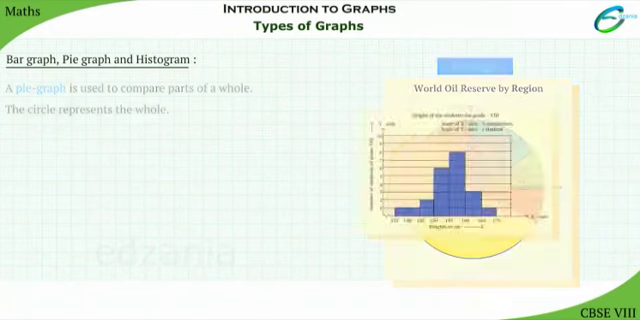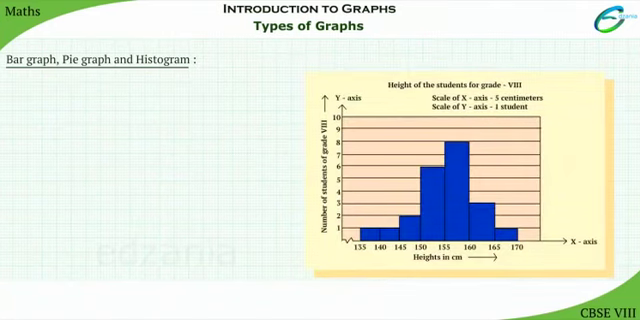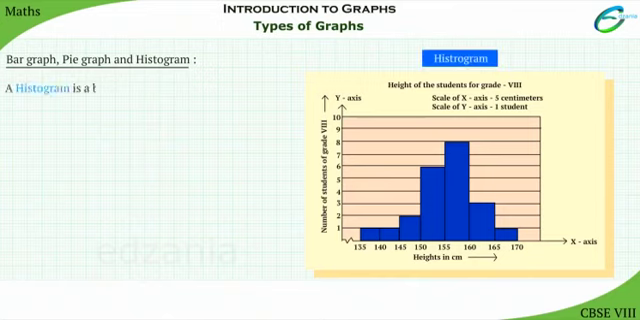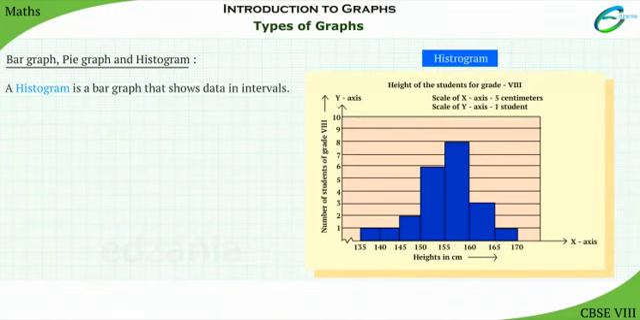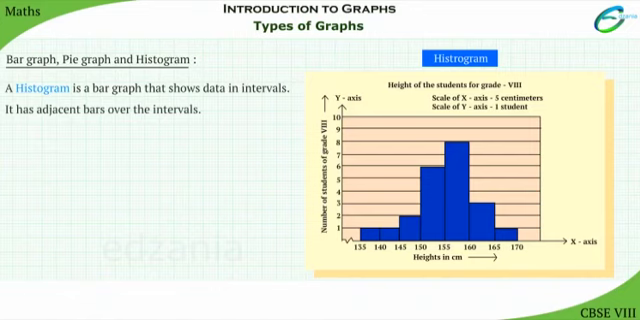Another way of representing data graphically is through a histogram. A histogram is a bar graph that shows data in intervals. It has adjacent bars over the intervals. Histograms are similar to bar graphs, except that there is no gap between the bars. There are no gaps between the bars because there are no gaps between the intervals.